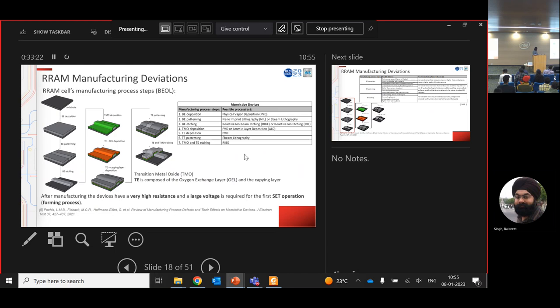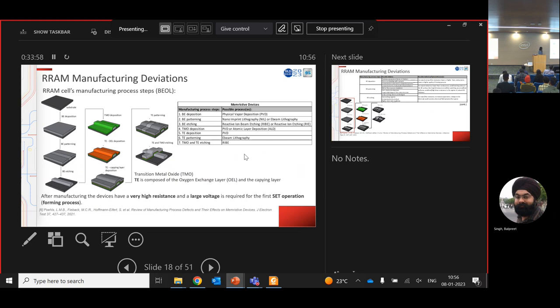So we start with the substrate. Then you have the deposition of the bottom electrode, then you have patterning, then you have etching, then you have the TMO deposition of this material, then you have the cap layer deposition, and then you have the top electrode deposition. And then you go to top electrode patterning and etching of these structures. So this is the flow that we adopt at UDH.